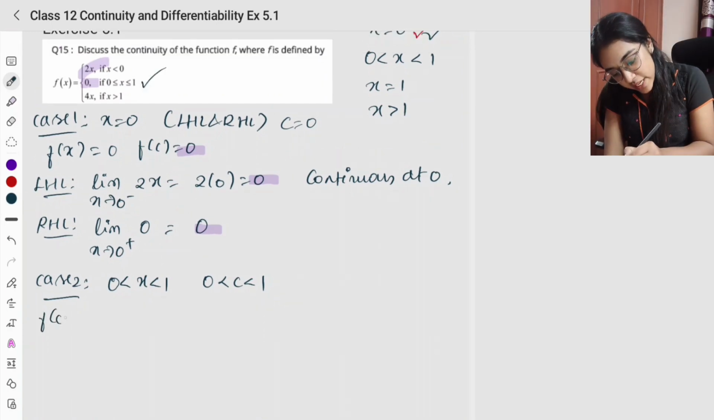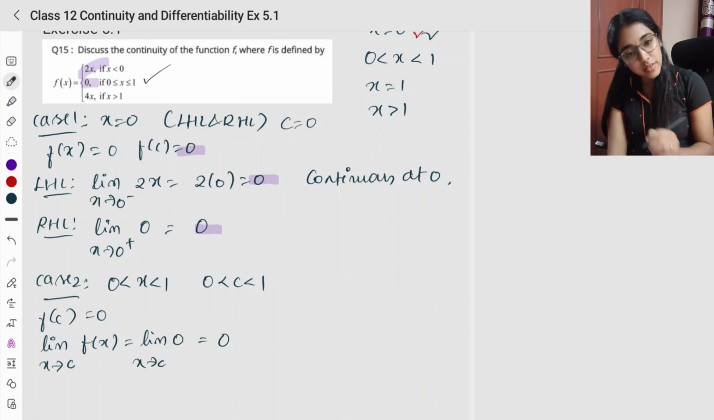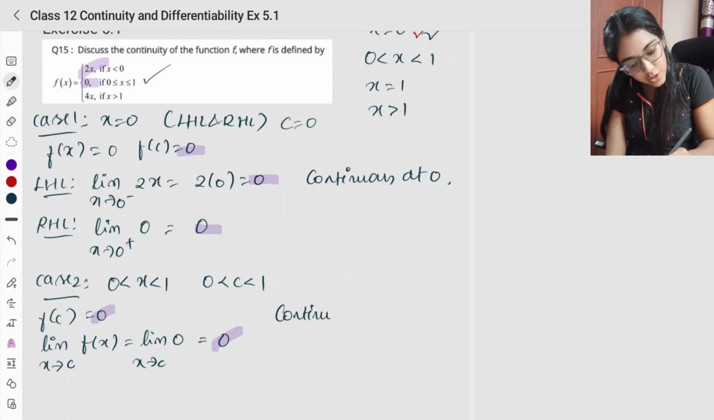So what is my f of c going to be? F of c is going to be this particular value that I put a tick on here. So I have f of c is equal to 0. What is my limit? Limit x tends to c of f of x, which is going to be limit x tends to c of 0. The limit will be 0. So I have 0 here and 0 here. So it is continuous. So case 2 is also continuous.